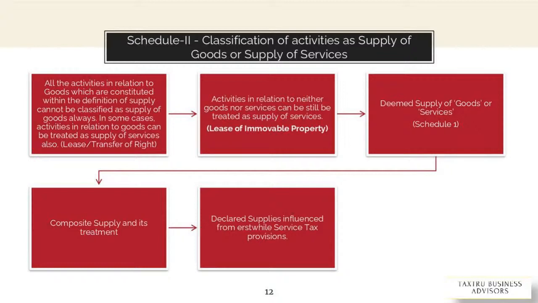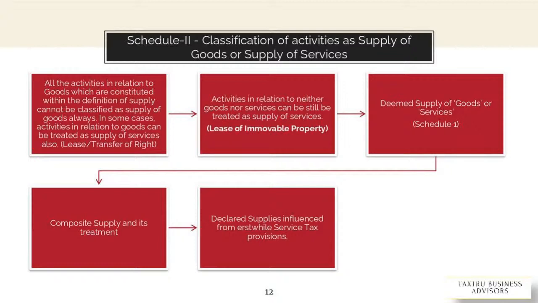Now, let's understand in a better manner. Activities in relation to neither goods nor services can still be treated as supply of service. As I took the example of lease of immovable property, that immovable property is neither a good nor a service. Still, if you supply anything related to the immovable property, it will be a supply of service. So for example, if you're leasing out the immovable property, though you are giving away something which is not a good, not a service, it is still a supply of service.